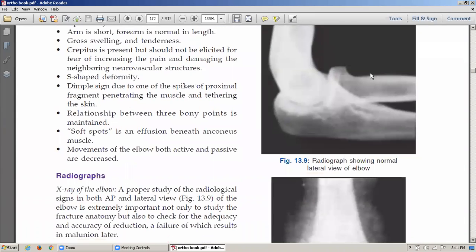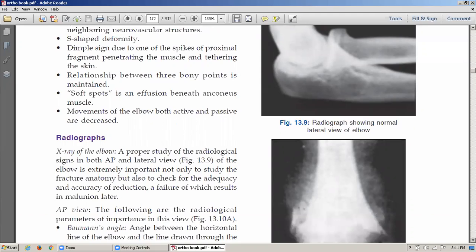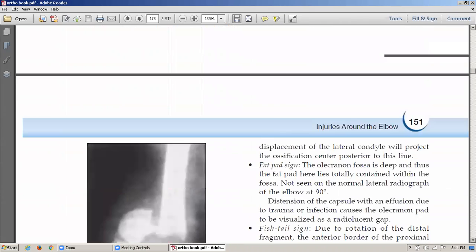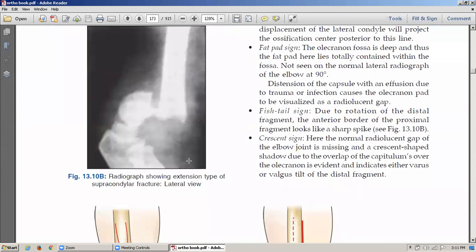This X-ray shows the normal lateral view of the elbow. This radiograph, that is, an X-ray, shows the extension type of supracondylar fracture in the anteroposterior view. This X-ray shows the extension type of supracondylar fracture in the lateral view.